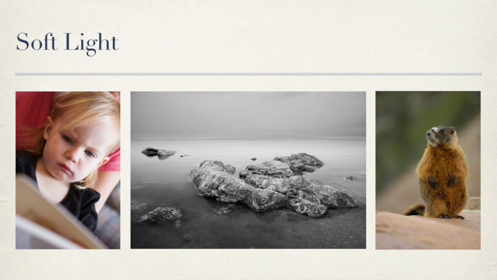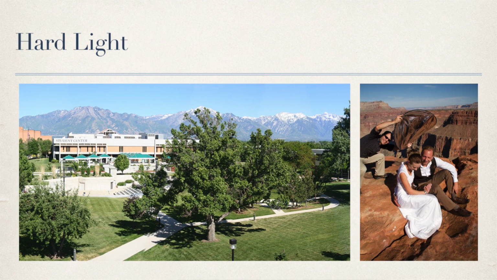But then you may ask, well, isn't the sun a big light source? Well, it may be in relation to our planet, but if you look up in the sky, the sun to us is really just a little teeny spot in the sky. So it's relatively small from our perspective. And because it's small, it produces hard light.